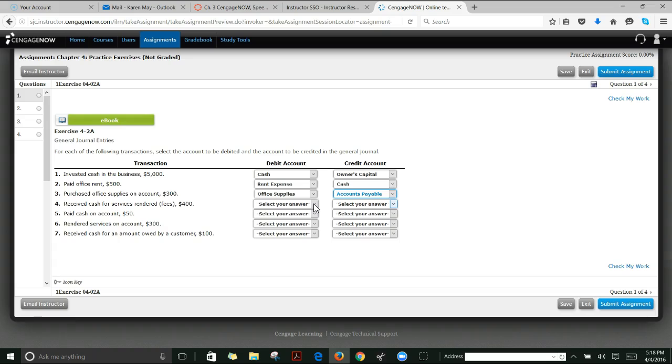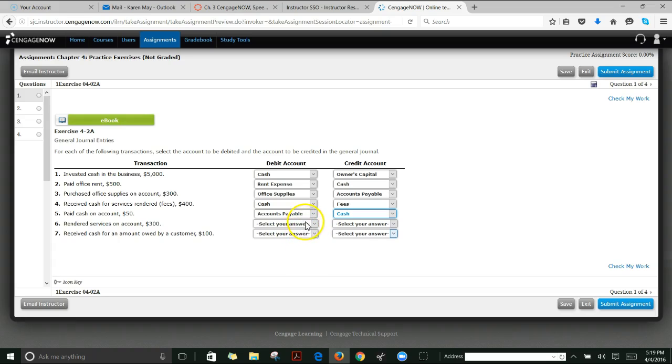The next one is received cash for services rendered, so we debit our cash. Anytime it says received cash, we have more of that asset, cash, and we're going to credit our fees because that's how we earn our money, and that increases capital, so it is a credit balance account. So to increase it, we credit that account. Paid cash on account, $50, so we're going to debit accounts payable because we're decreasing that liability account, and we're going to credit cash because we're decreasing that asset account.